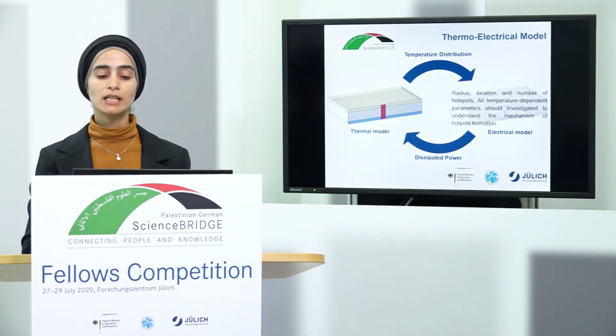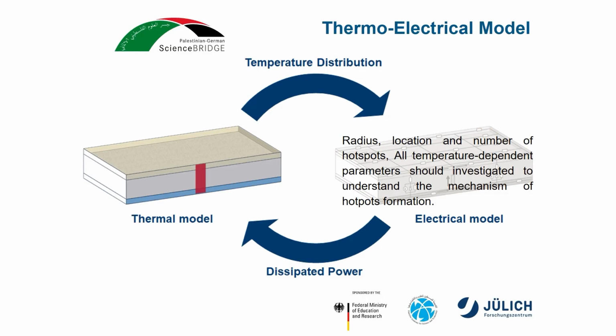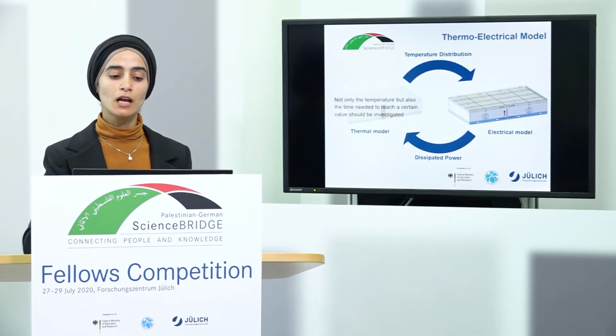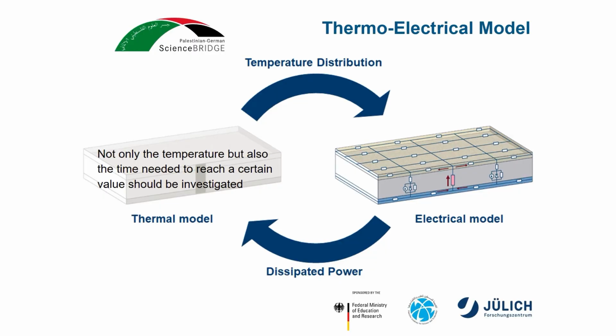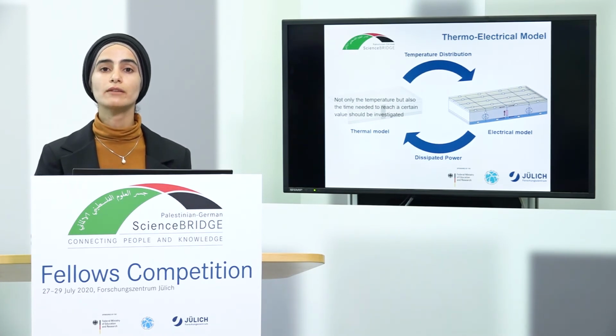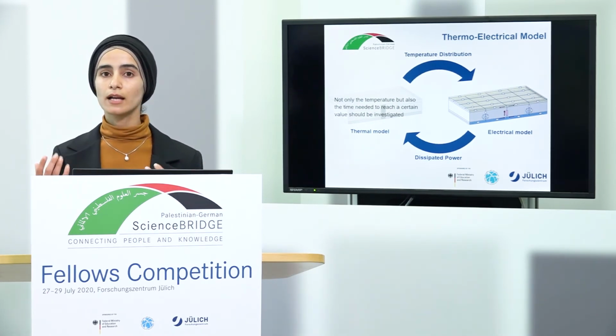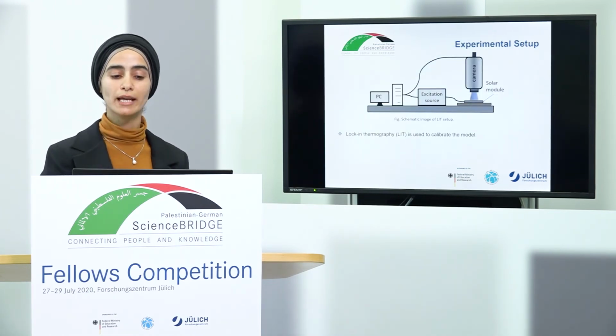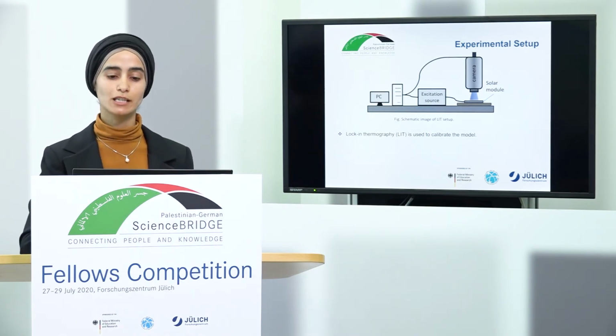In the electrical model, I need to investigate the radius, the location, and the number of these hotspots, and all other temperature-dependent parameters. While in the thermal model, not only the temperature should be investigated, but also the time to reach a certain temperature. Then, after combining these two models together as a thermoelectrical model, comes the calibration of this model by using experiments, and in my case, I'm using lock-in thermography, or LIT, experiments.